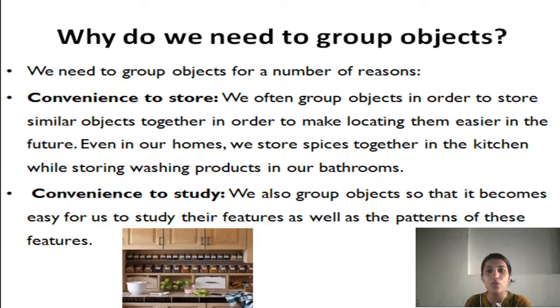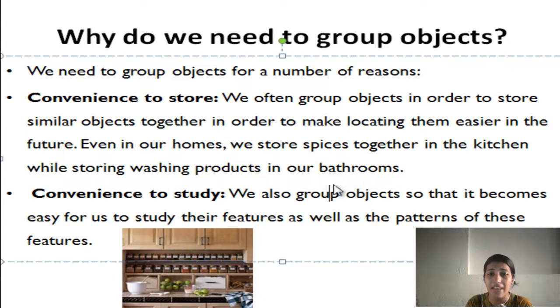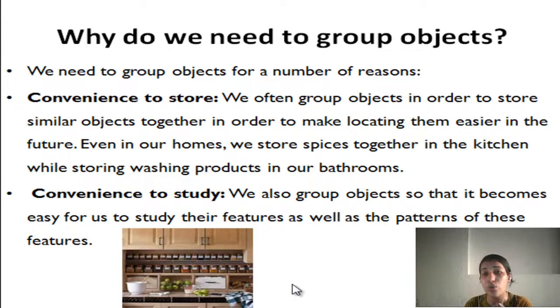So what is the need to group the objects based on some properties? The main reasons are: first reason is convenience to store. We often group objects in order to store similar objects together, to make locating them easier in future. Even in our homes, we store spices together in the kitchen while storing washing powders in our bathroom.